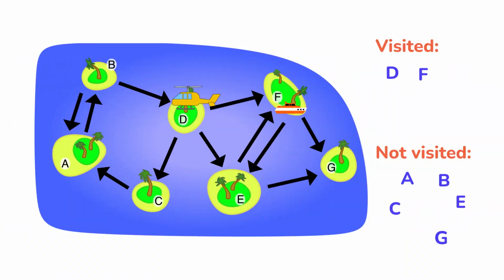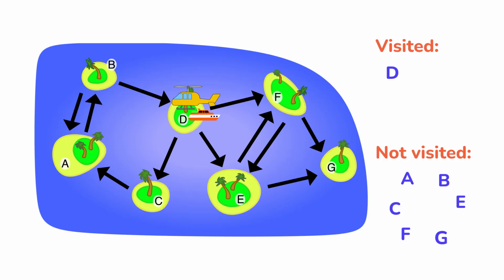Let's rewind a bit and consider another island. Say this time we go to E from F. However, now we have the same problem. There is no way to get back to our starting point, which was Island D, where we landed with our helicopter, so this is also not a good group. Let's go back to Island D.